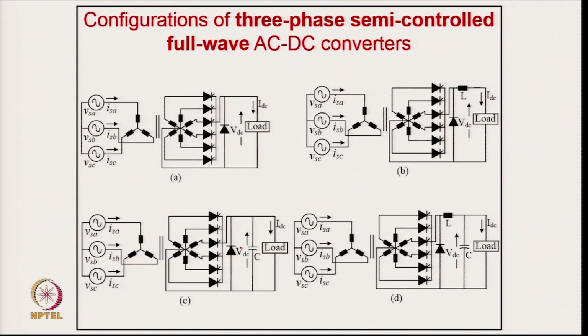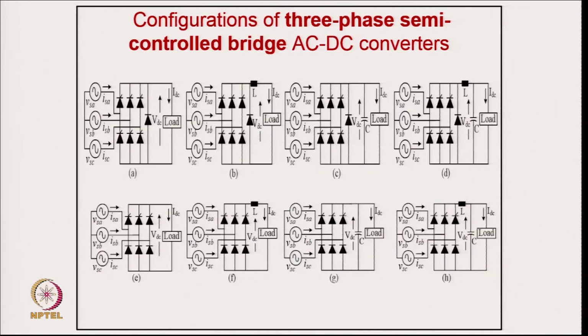And this is the full wave semi controlled, because the diode at the output will cause a freewheeling action. So, it will not allow the output voltage to go negative in any of the circuits, and the output voltage can be varied from 0 to V. But depending upon the type of filter you are using, you will have substantial harmonics as well as reactive power burden on the supply system.